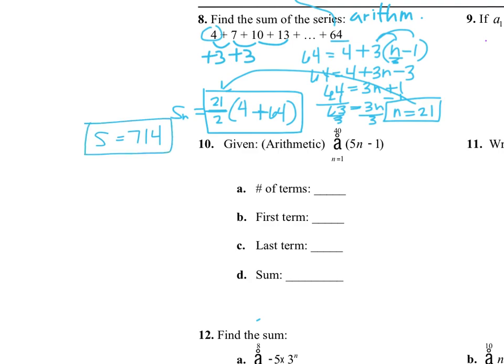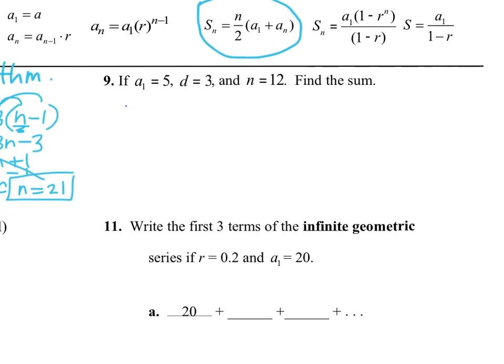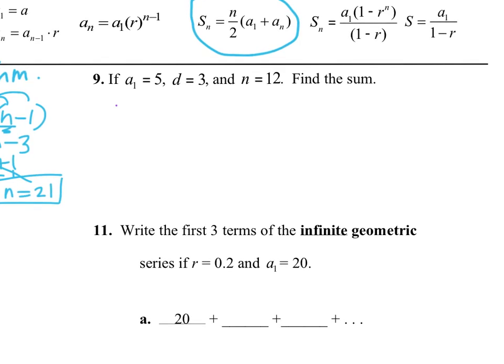Okay. Number 9. This one says if a sub 1 is 5, d is 3, and n is 12, find the sum. So now this time we don't have the last term, but we again can look at this. If there's a d, it's arithmetic, right? This is an arithmetic series. So we have first term, we have common difference, we have number of terms. What we're going to do is plug this into the arithmetic formula before we plug it into the sum formula.